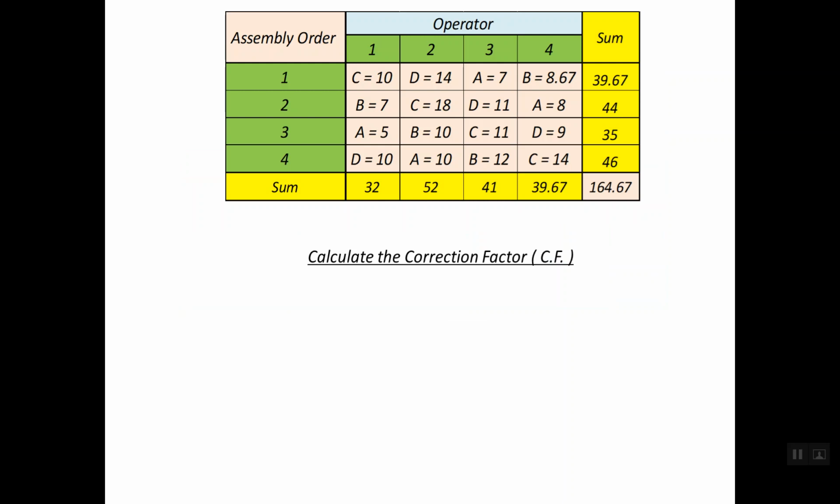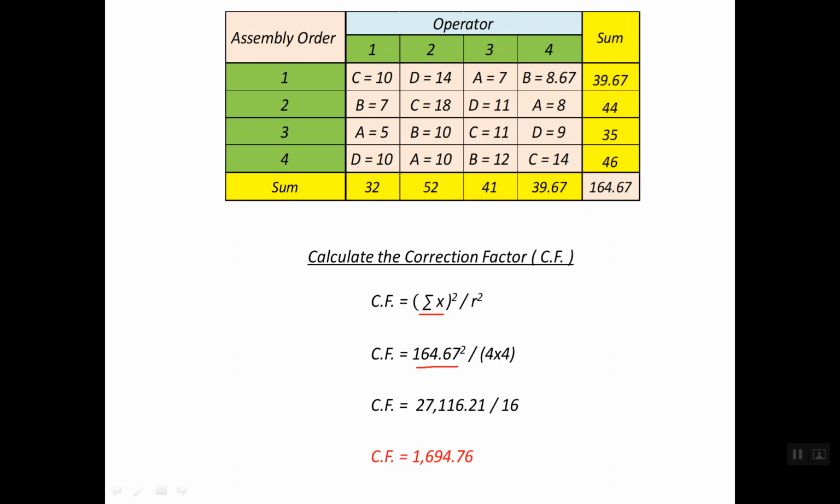The correction factor, this is the formula for the correction factor. Simply, first we need to get the total of the observations, or the capital G. We should square it and divide it by r square. R square is the number of observations. We have 16 observations, so it's 4 times 4. This is the total of the observations squared, divided by 16. So this is the value of the correction factor.